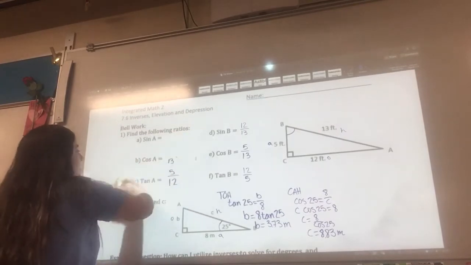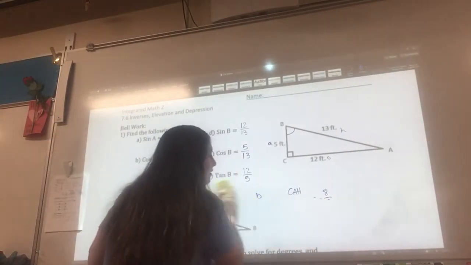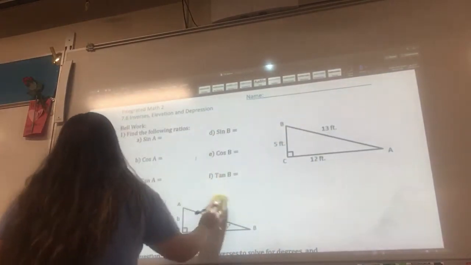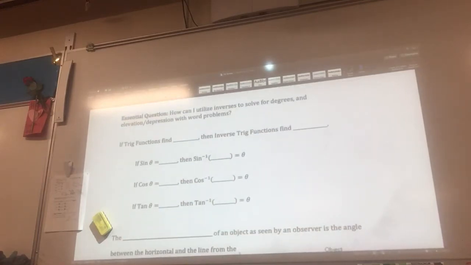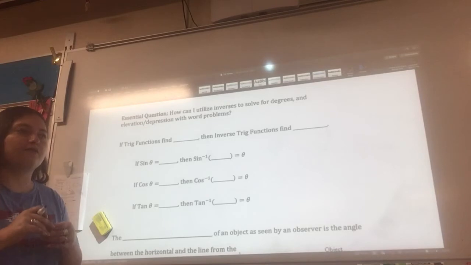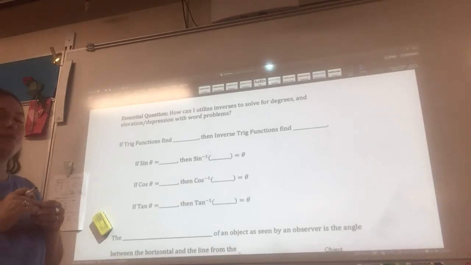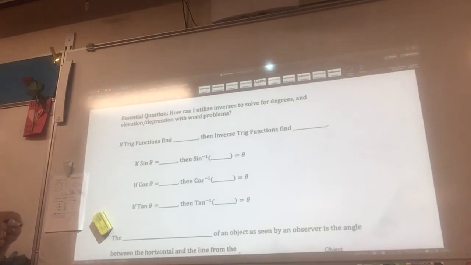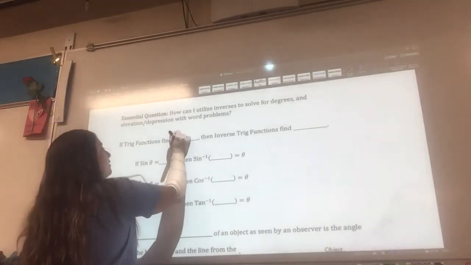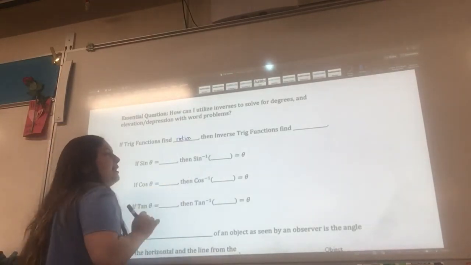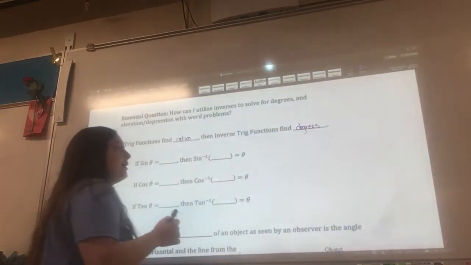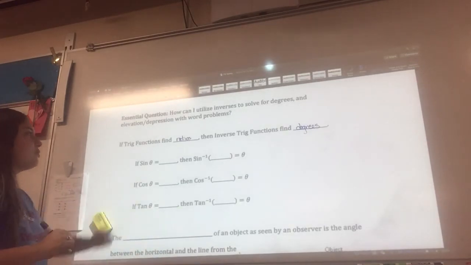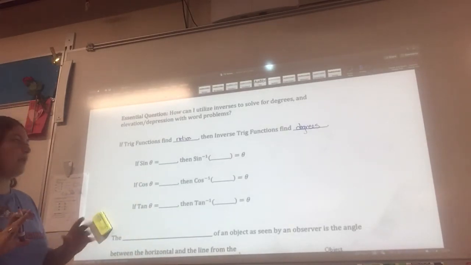So today, we are learning about the inverse of all of this loveliness and how angle of elevation and depression help us solve word problems. First we need to know our essential question for today: how can I utilize inverses to solve for degrees and elevation and depression with word problems? So if trig functions find ratios, then inverse trig functions find degrees. We're going to be able to find degrees of a right triangle using inverse trig functions. It's not too complicated.